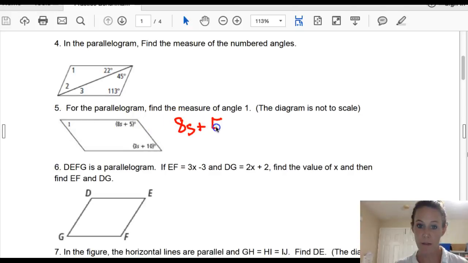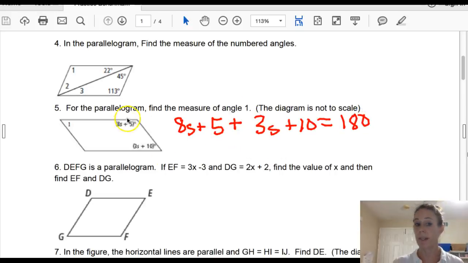8s plus 5 plus 3s plus 10 equals 180. Now, a big mistake that I see on this one a lot is students will set these equal to each other and try to solve for s. These are not congruent. Same side interiors are supplementary. So you need to add them together and set them equal to 180. Then we'll solve for s.